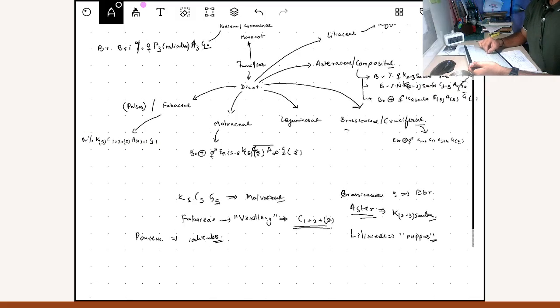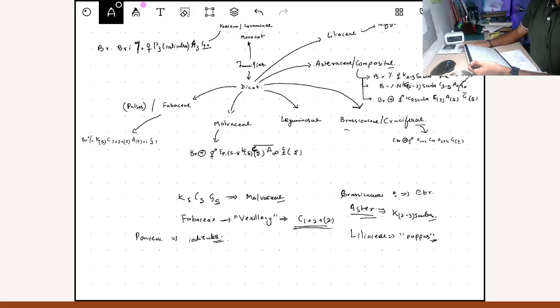Diagram obviously is very pointed. Vexillary we can just see in Fabaceae, there is no problem. In the Brassicaceae part, it is ebracteate. There is no bracteate, so we can see that. In Asteraceae, there is a pappus.